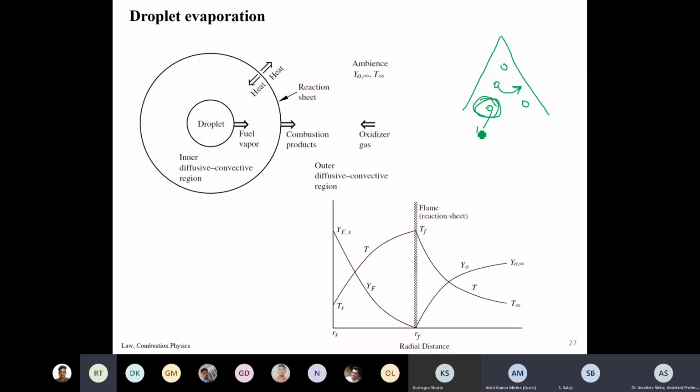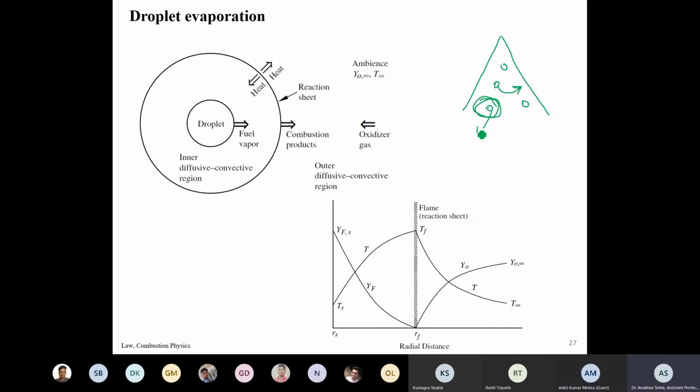Sir, in Lagrangian, we focus on a particle, and in Eulerian, we focus on a control volume. In Eulerian, we observe a particular position, and in Lagrangian, we observe the particle where it goes.